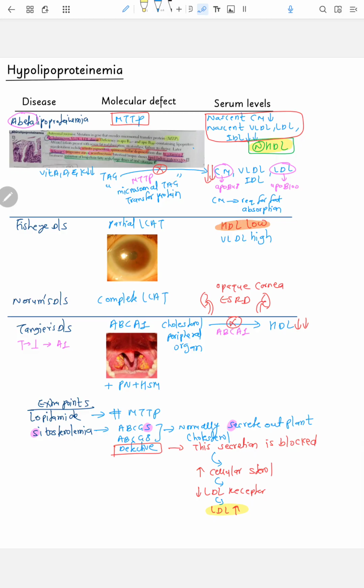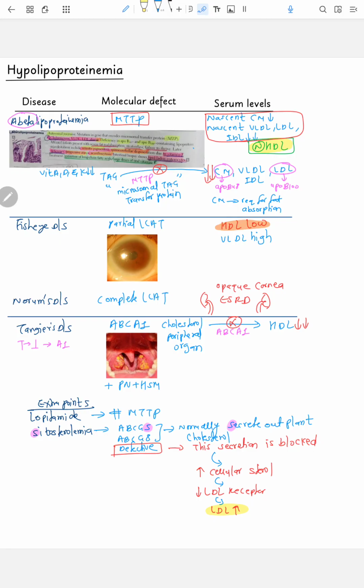See, first is Abetalipoproteinemia. What is Abetalipoproteinemia? In this, somehow MTTP doesn't work. So let's understand what is MTTP. This MTTP converts TAG into chylomicron and all other things. So if this won't be functioning, then all things will decrease like chylomicron, VLDL, IDL, everything. Okay, but HDL will be normal because HDL is not related to the MTTP pathway.